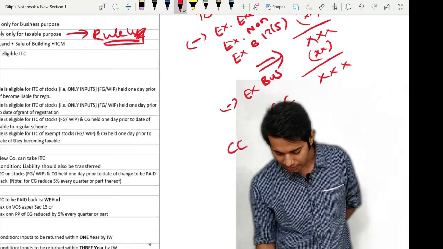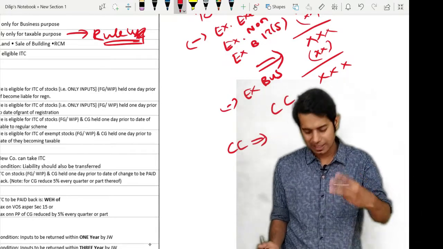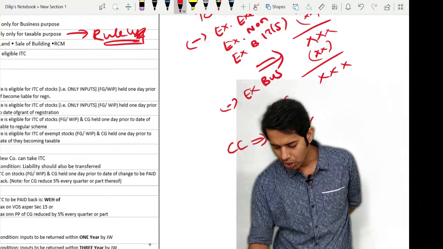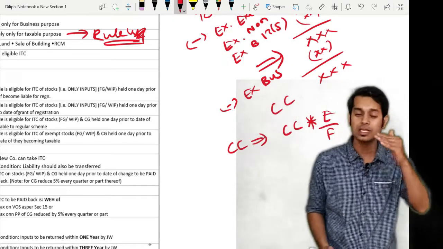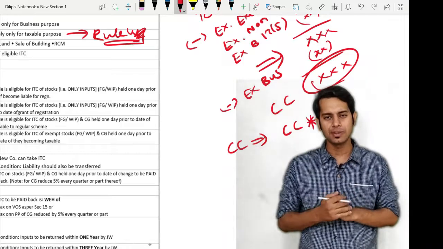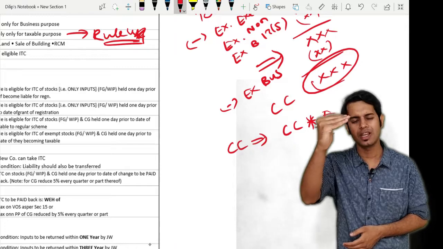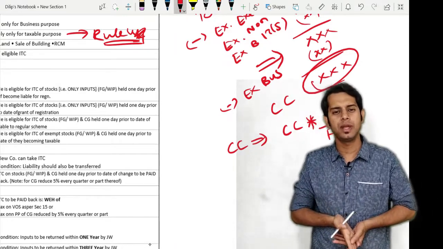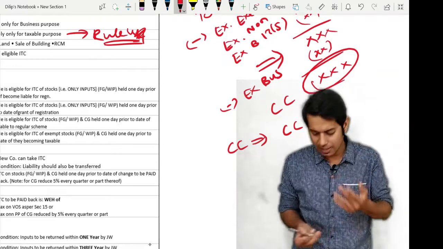Now, this common credit is required to be apportioned to business purpose, non-business purpose, and exempt purpose. The exempt purpose portion is equal to common credit into E by F. That is, common credit, whatever you have found over here, into E, the turnover of exempt supply, divided by F, the total turnover of that particular period. What if exempt supply is not there in this period? Then go to the previous period. E by F of the last period should be taken wherever it is available.